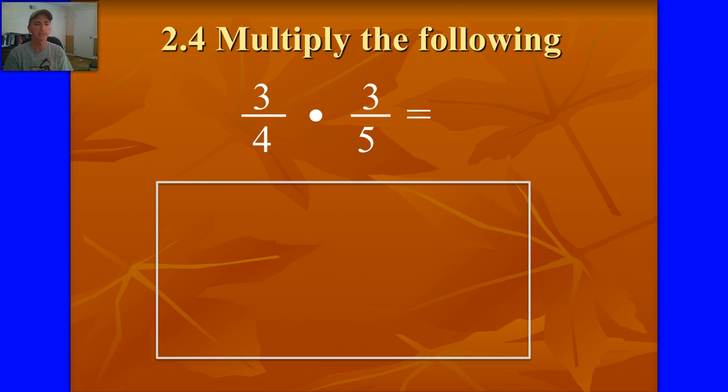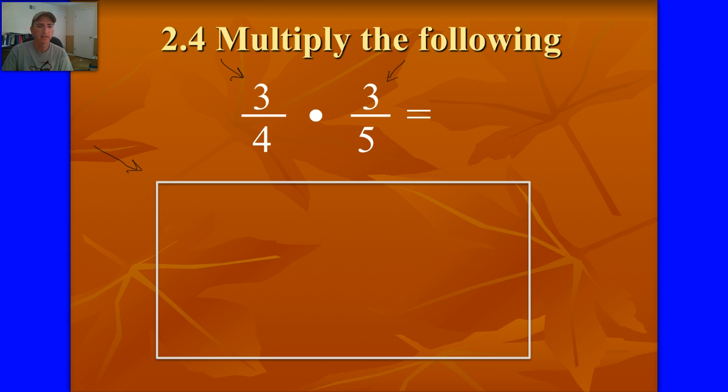And then let's take a look at this slide at the bottom of page 18. Let me explain what I'm trying to do here. I want you to see why this works, why it works out this way. Let's say I have 3/4 times 3/5. Okay, here's what it means. Let's take a look at this rectangle. The rectangle is one whole.